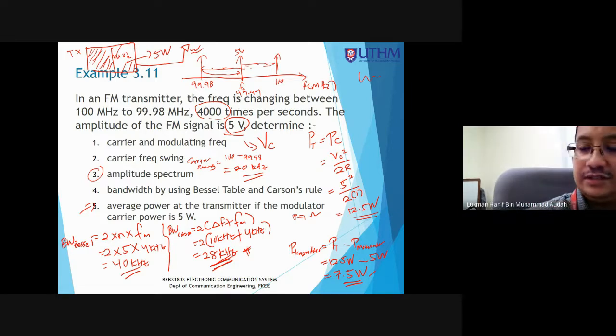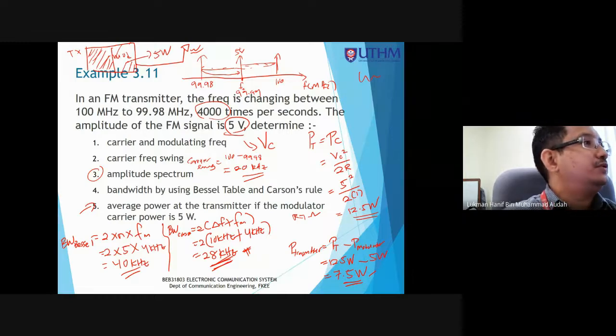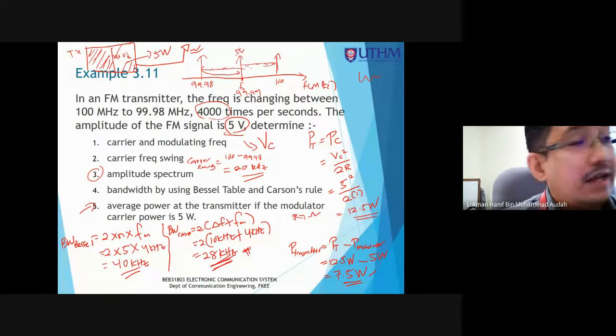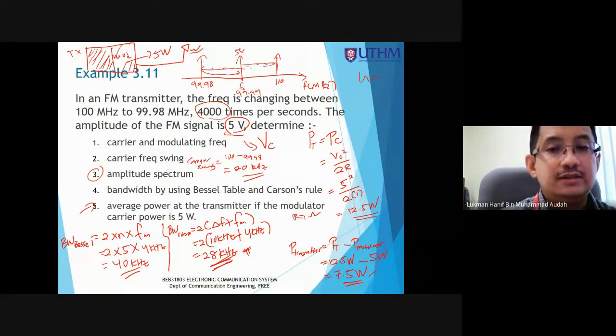Ada soalan nak tanya? Do you have questions to ask? If you don't have questions, we will move to the next slide. Ada soalan? Kalau nak tanya boleh, kalau tak tanya saya akan teruskan.